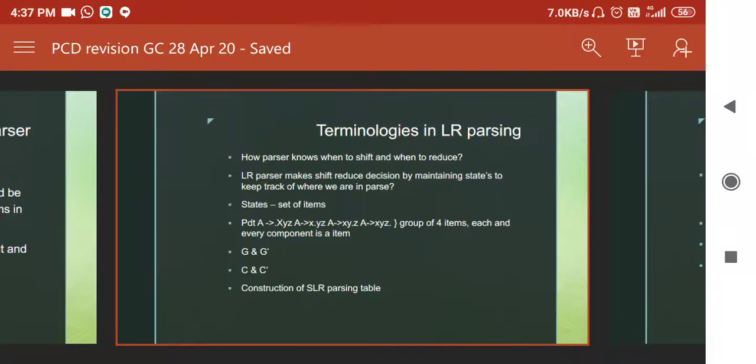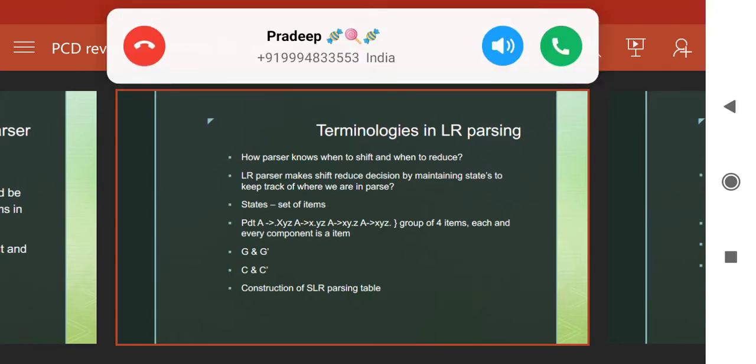And then here now we are going to discuss terminologies in LR parsing. So in LR parsing, what are the various terminologies that we have? So you must know.